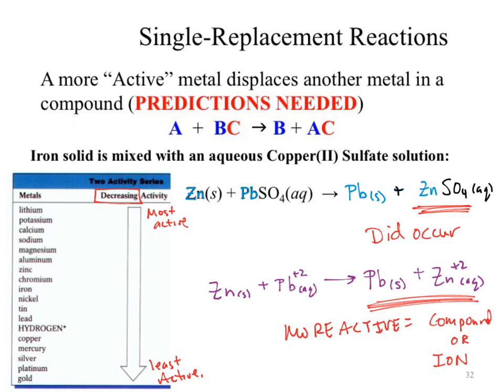Let's take a look at some extremes. Gold is our least active metal. Where have we seen gold before? In money. Why would we choose gold as our standard for currency? It doesn't react with anything. Okay? That's why we have gold as our currency. Okay, that, and it's a little bit more abundant than platinum.